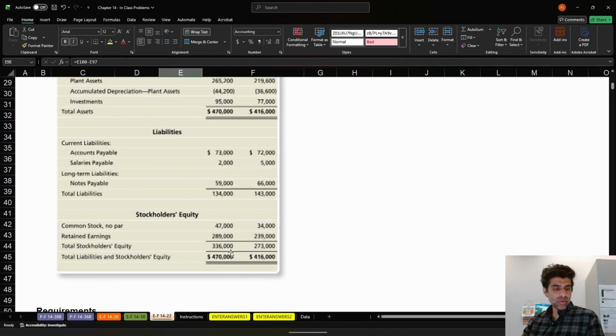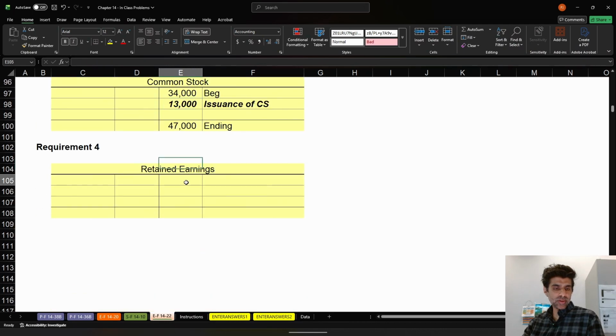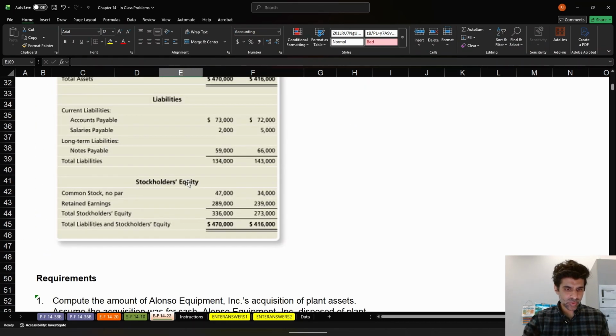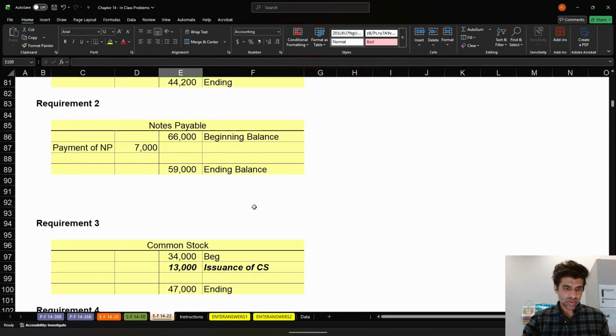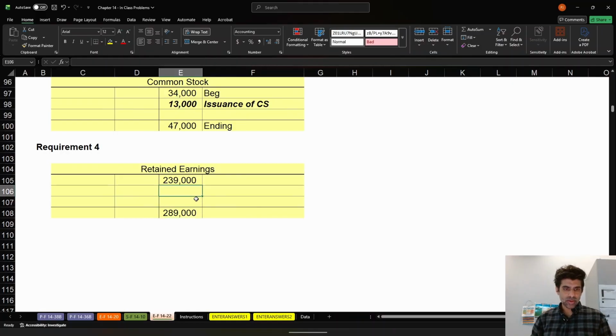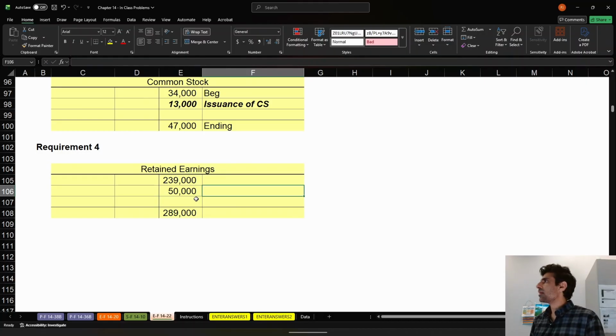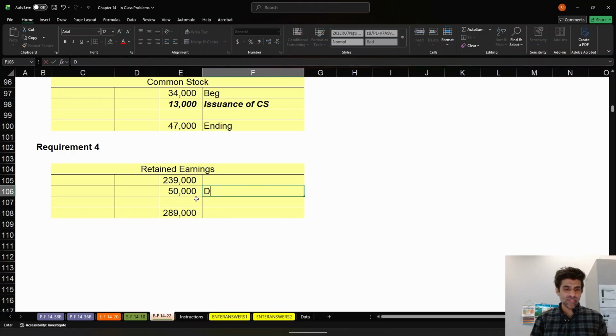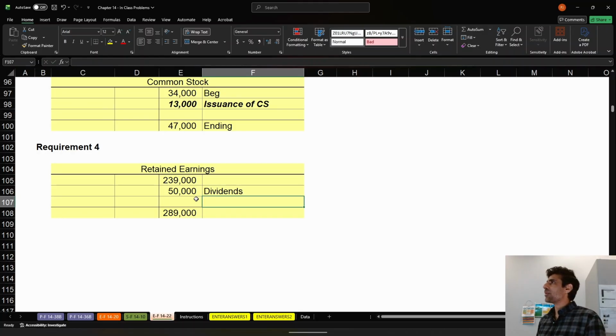So we have retained earnings, ending balance 289,000, beginning 239,000. Let me just put this in here. Is that right? 239 and 289? Okay. Is there just some $50,000 something? What is this? We need total credits of $50,000. Is this dividends? Does that $50,000 represent dividends? What am I missing here?